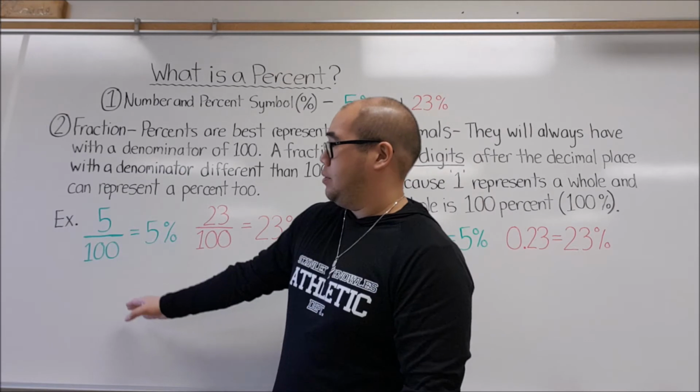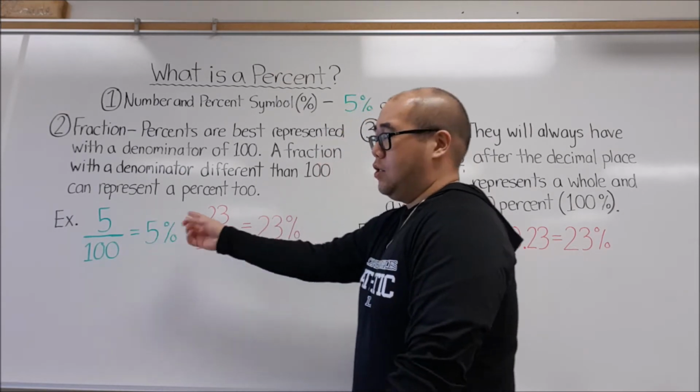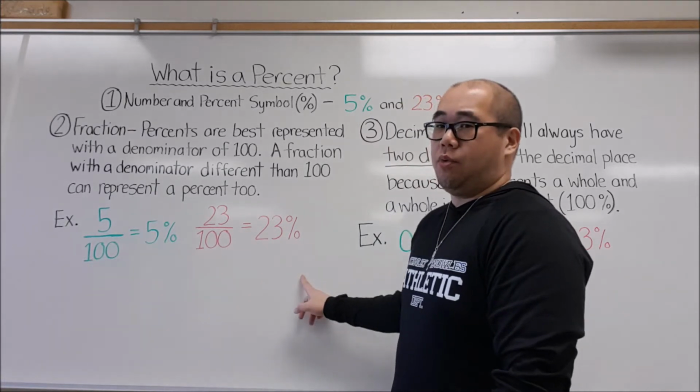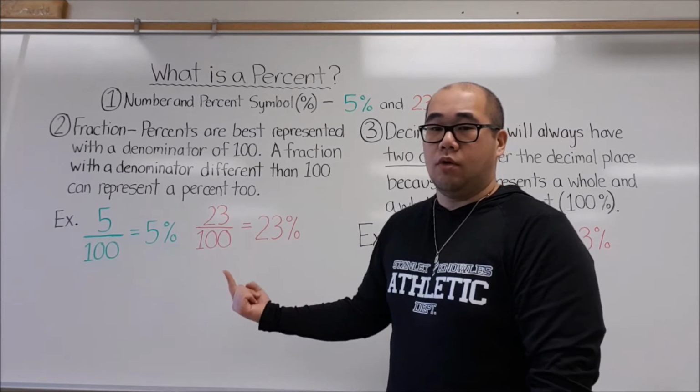Again, with our two examples, 5 over 100 is equal to 5%. 23 over 100 is equal to 23%. The reason why we use 100 is because 100% is one whole.